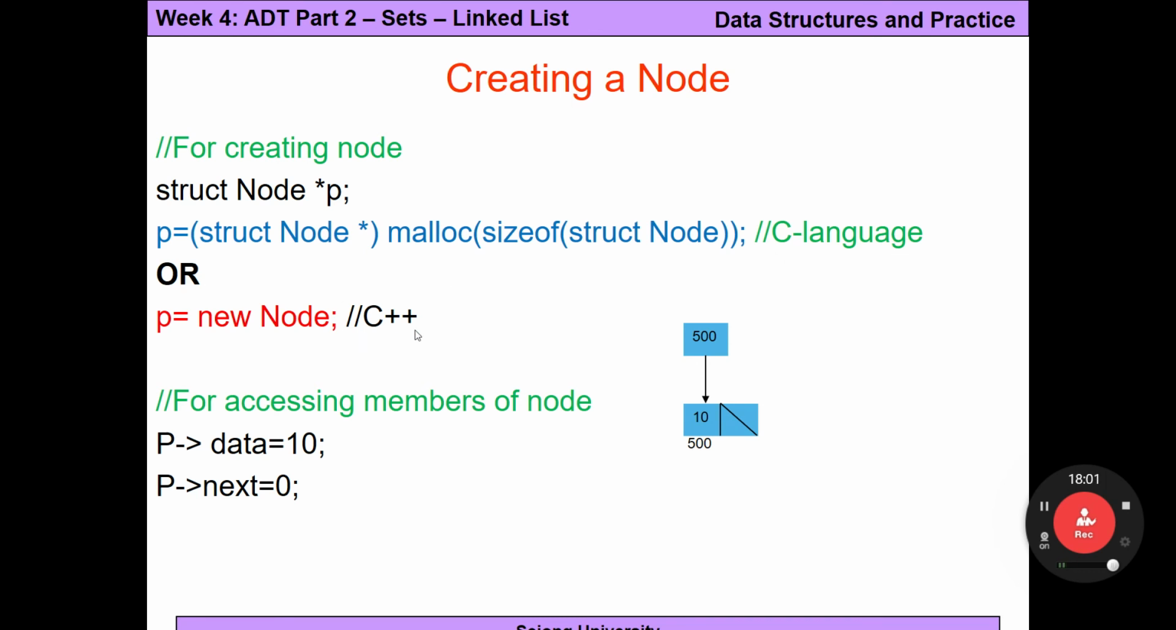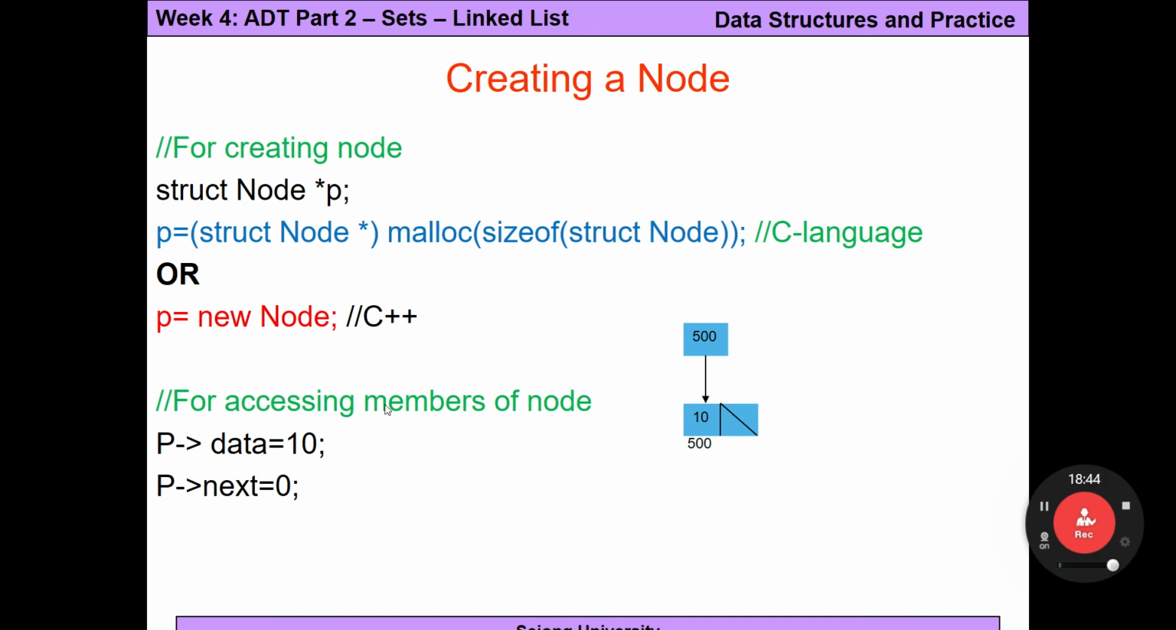But in case of C++, it is a very easy and simpler way to define the node. So P is equal to new node. It is very simple. Most of the time we will be using this one. So let's see how it is defined. As you can see here, this is the pointer P that is basically pointing towards the first node, and it carries the address of the first node.